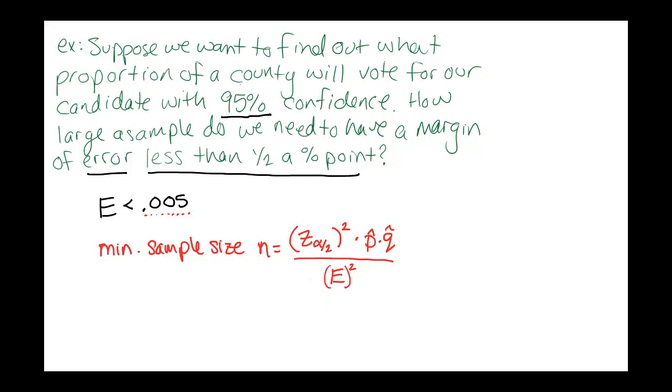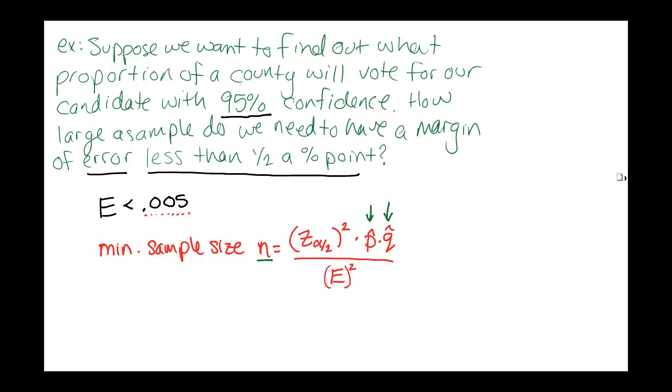Now notice that in this formula we would have to actually already know what p hat and q hat were, which means that we would have had to already take the sample. And a lot of times we don't know what these values are because if we've already taken a sample, we've already found a sample size. So typically we would want to be computing this sample size before we go out and sample the population.